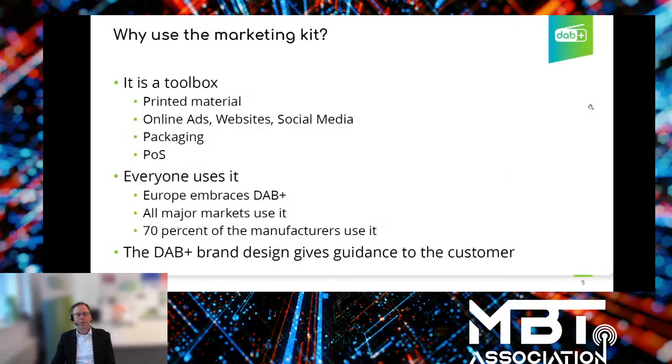Why is it a good idea to do that? It's a toolbox. We have information on printed material, how to do this. We explain how to do online ads, websites, and social media. Of course, packaging of radios, and to design the point of sale at the trade market. Everyone uses it in Europe.